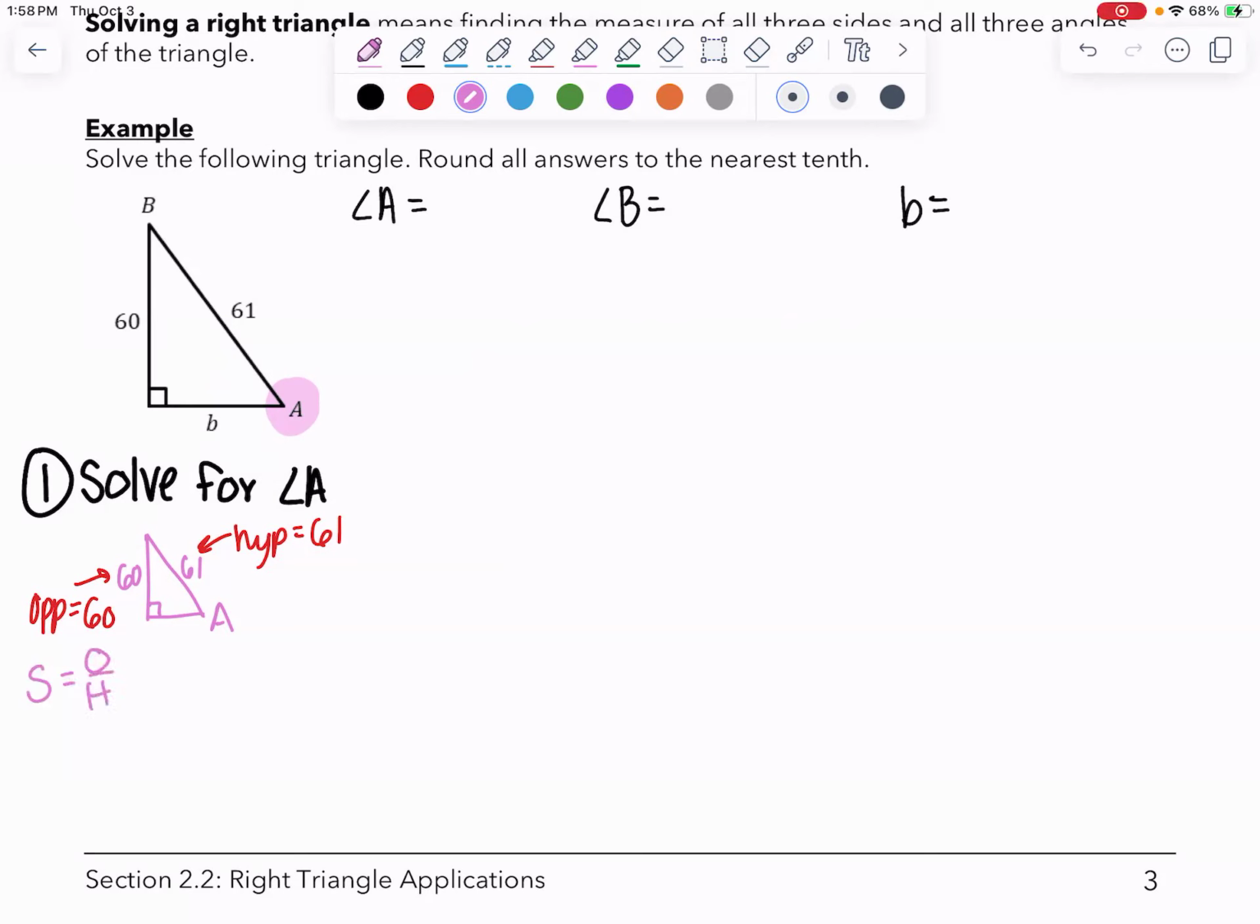So angle A is equal to sine inverse of the opposite side, 60, over the hypotenuse, 61. A is equal to sine inverse of 60 over 61. And if you plug that into your calculator, you should get 79.6 degrees for A. That's solving for A.